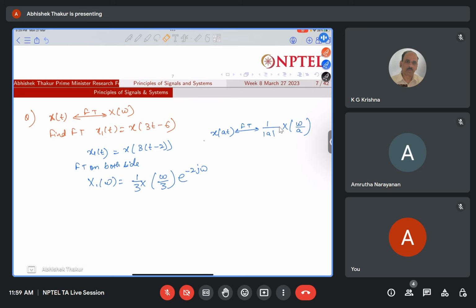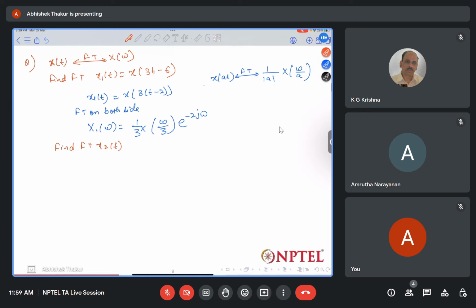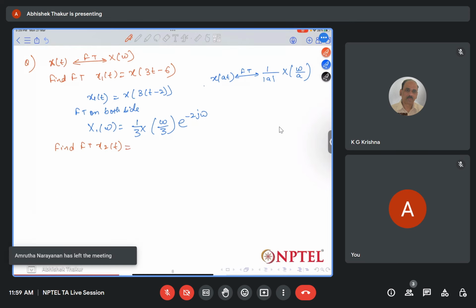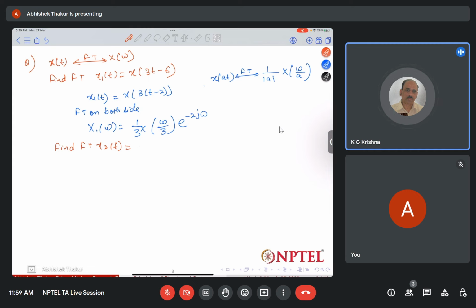Let's suppose another signal is there. Find the Fourier transform of it. Those properties are very useful. This won't be asked directly in the exam, but if you know these properties, we can simplify a very long and complex question easily.